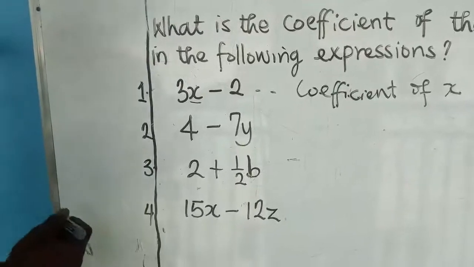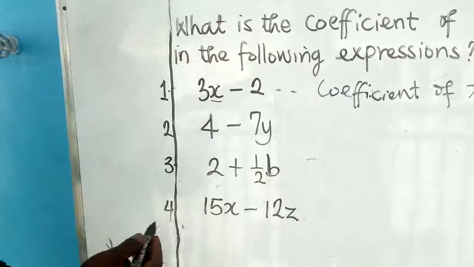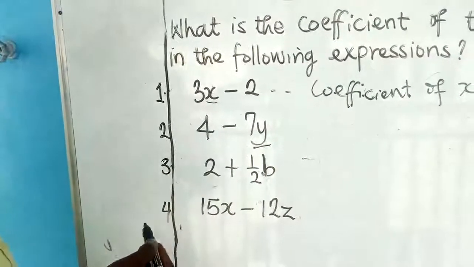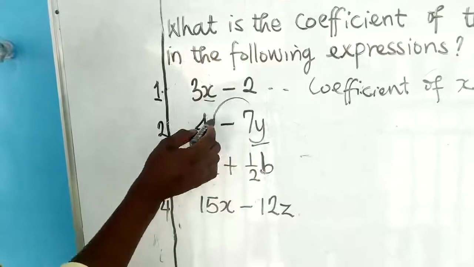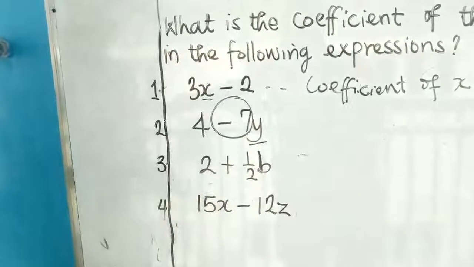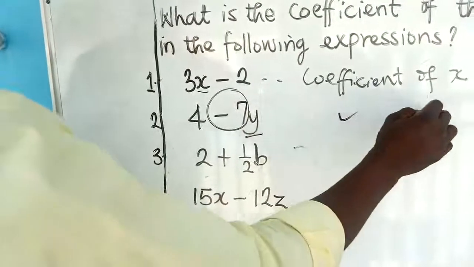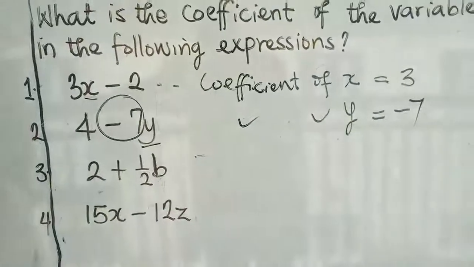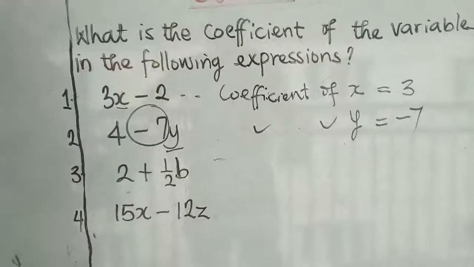2. What is the coefficient of the variable here? The variable here is y. And the number multiplying y is minus 7. So the coefficient of y is minus 7.